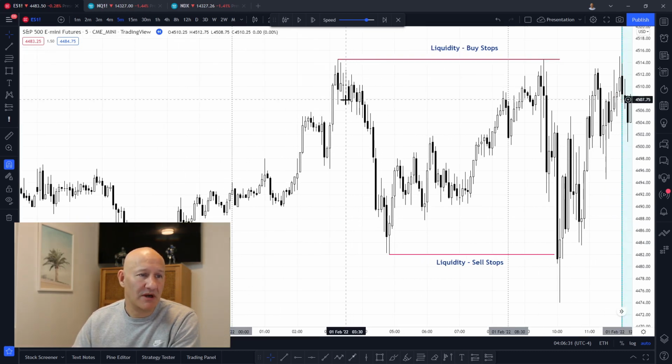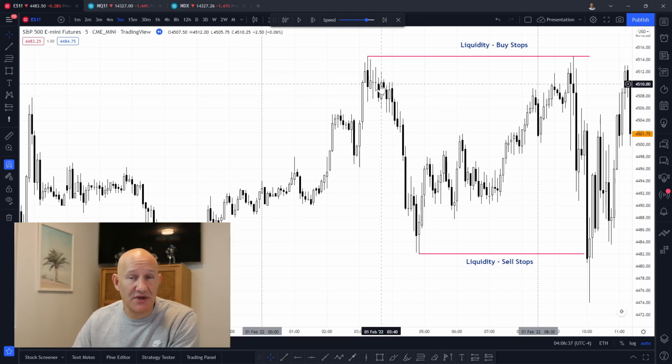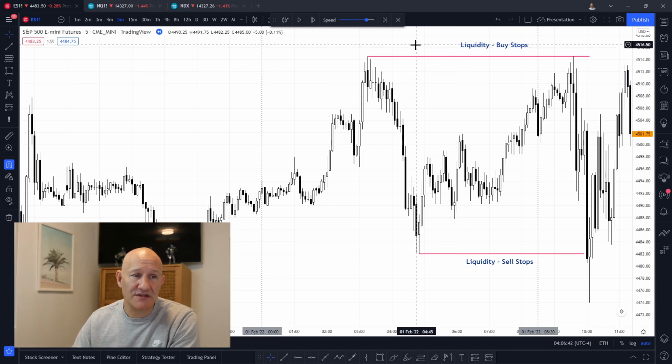So remember, this is where our liquidity resides, above this level. So in this instance, you would have traders going short at these levels, and they would be putting their stops, their protective stops, above that. So they're generally going to be buy stops at markets.